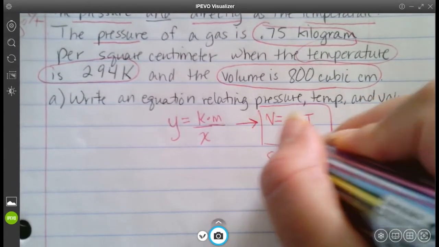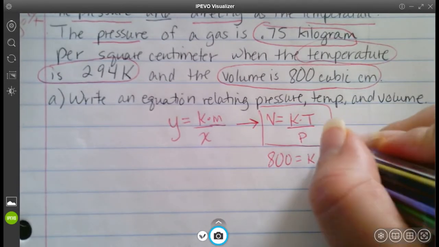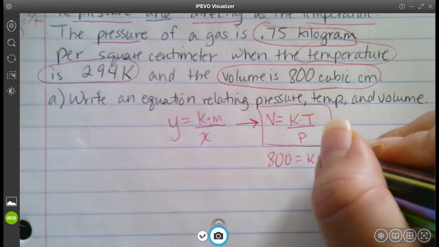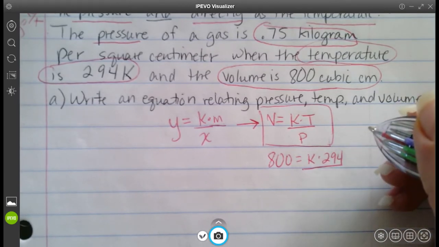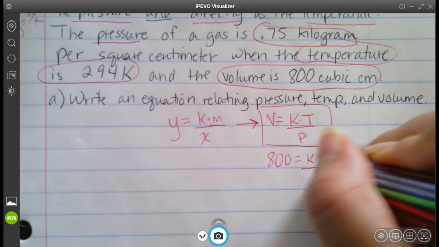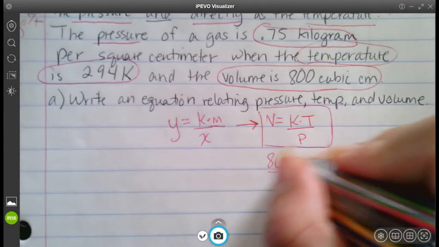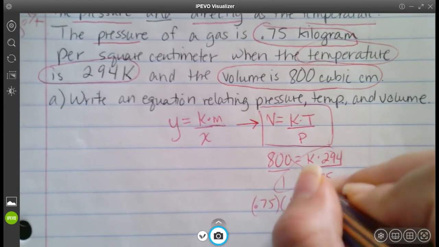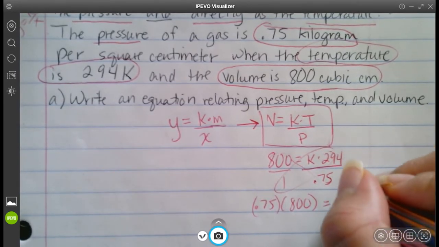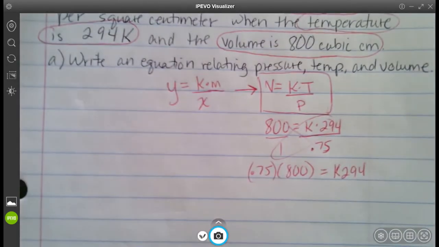So 800 is equal to K times our temperature of 294, divided by the pressure. I'm not worrying about units quite yet. We'll worry about it at the end. So the pressure is 0.75 kilograms. So all I'm going to do is solve. I would probably do a cross multiplication for something like this. So it'd be 0.75 times 800 equals K times 294. So let's do that really quickly. And if you can do this all in one step, that's great.